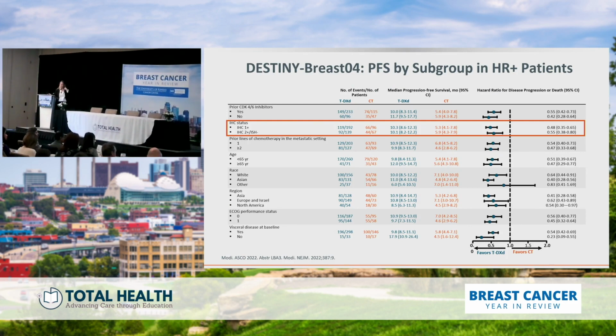They did some subset analyses, including looking at the impact of the intervention by IHC status. So was there a difference for those who were IHC 1+ versus those who were IHC 2+ and FISH negative? And the bottom line was that there was no difference, and no difference in any of the other subsets that they interrogated.